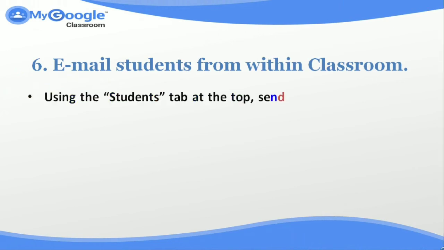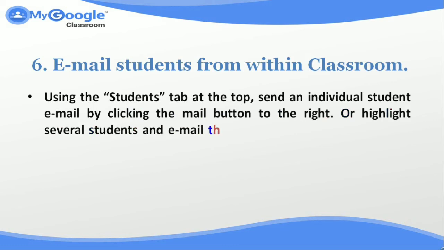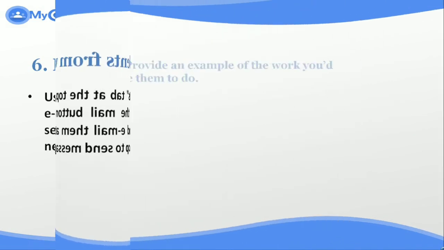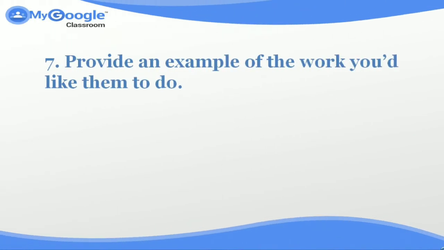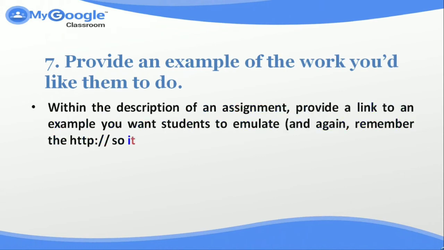Using the Student tab at the top, send an individual student email by clicking the Mail button to the right, or highlight several students and email them at the same time. There's no need to leave the app to send messages. Number 7, provide an example of the work you'd like them to do. Within the description of an assignment, provide a link to an example you want students to emulate. And again, remember the web address so it's clickable.